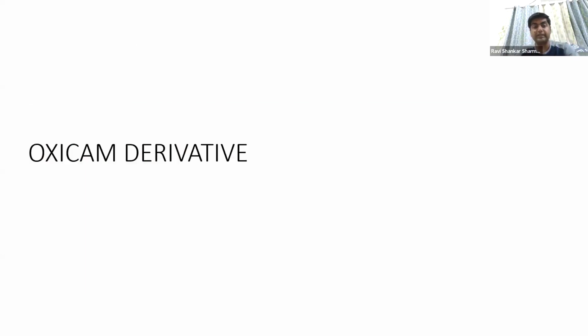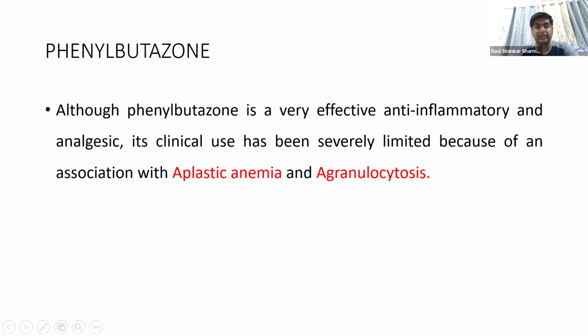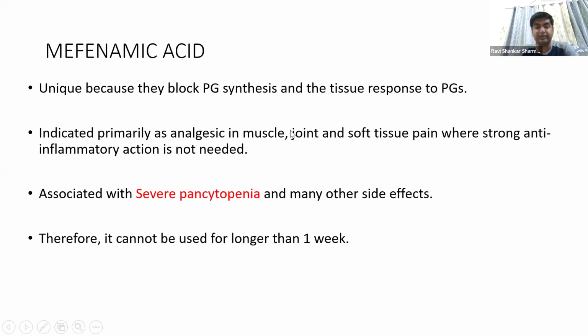Sorry. Oxicams, yes. The longer acting NSAIDs, especially the oxicams, are available. Piroxicam, especially for gouty arthritis and inflammatory arthritis, has OD dosing available, and 10 to 20 milligram tablets can be given. Okay. The pyrazolone derivative, phenylbutazone. You must know its adverse effects like aplastic anemia or agranulocytosis. Then anthranilic acid derivative, mefenamic acid. Mefenamic acid has, I think, recently been banned in some places because of severe pancytopenia.